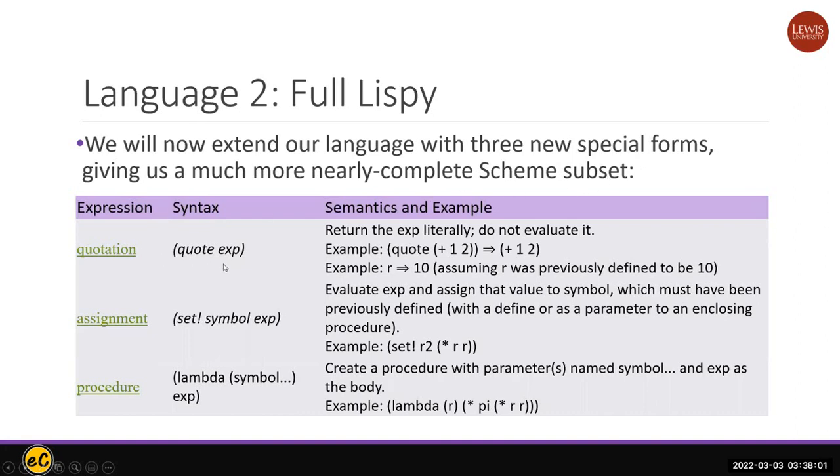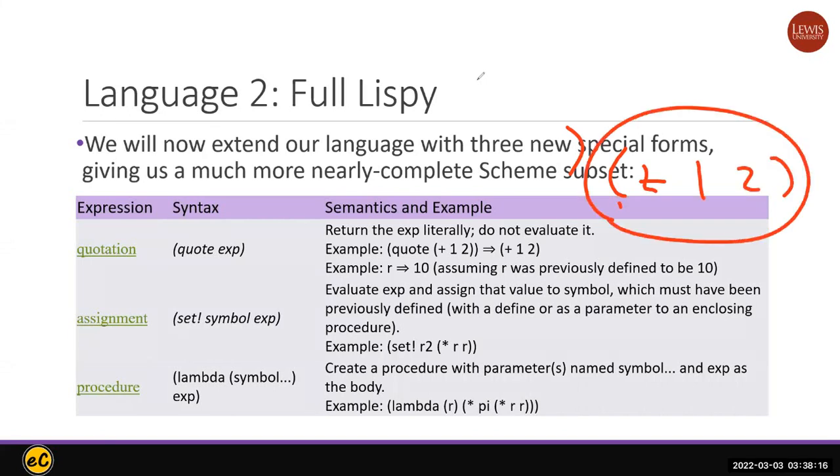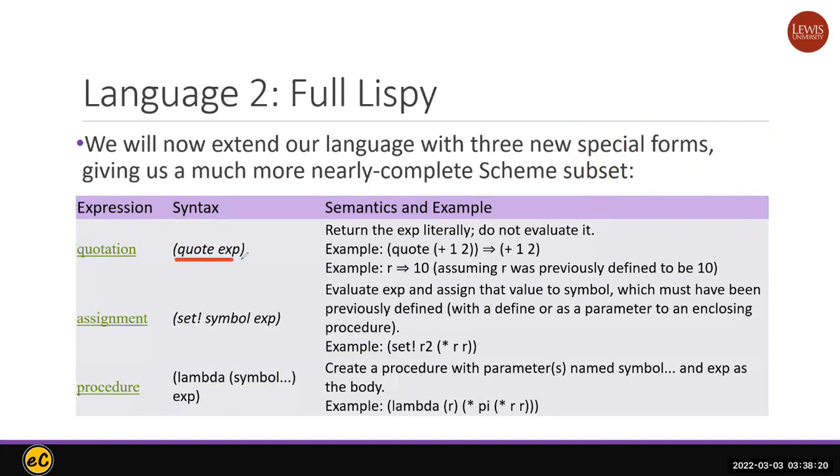So here we add the quotation. A quotation will actually not be evaluated. So it's actually the quote. When you do quote plus 1, 2, you will just treat it as a list, but will not evaluate it. That's actually a bypass. So here you have a quote.